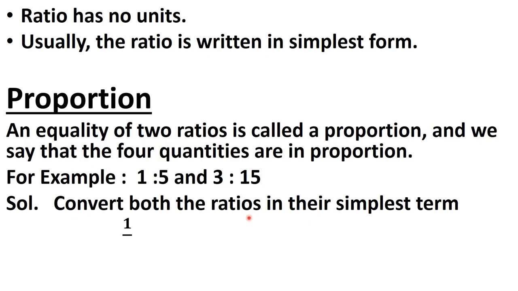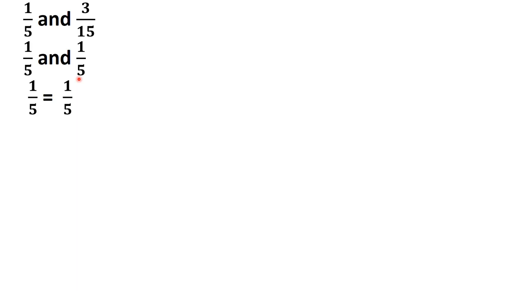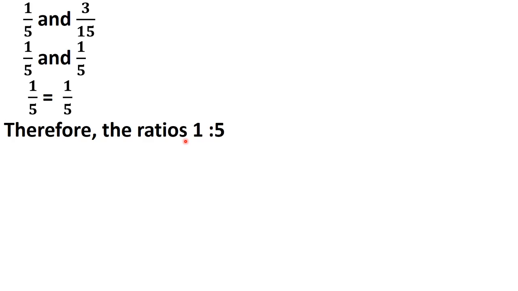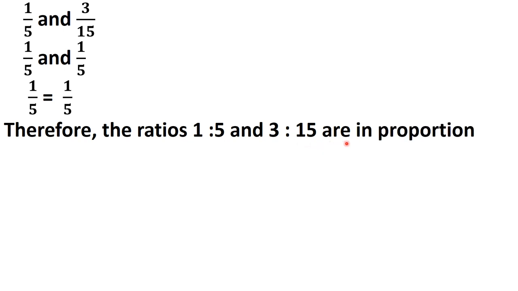1 is to 5 remains 1 is to 5, or we can write it as 1 upon 5. And 3 is to 15 we can write as 3 upon 15. Convert 3 upon 15 also into simplest terms. 3 1s are 3, 3 5s are 15, so it is 1 upon 5. Both are equal. Hence the two ratios given in the question are in proportion. Therefore, the ratios 1 is to 5 and 3 is to 15 are in proportion.